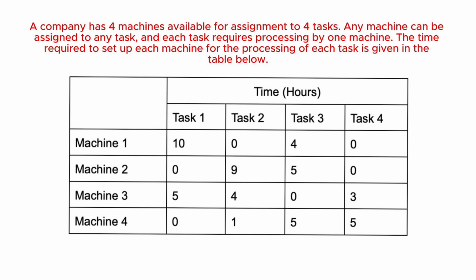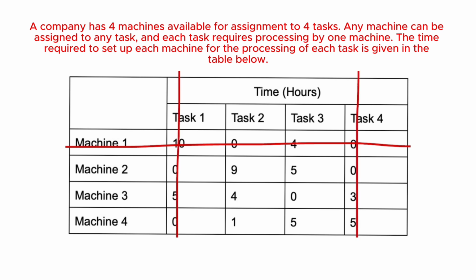We will be repeating this step of testing the table. So we'll be drawing the minimum possible vertical and horizontal lines to cover the zeros. Now let us count the number of vertical and horizontal lines. Since the number 4 is equal to the number of rows and columns, we now have found our optimal table.